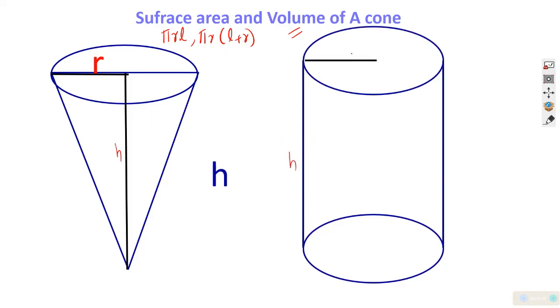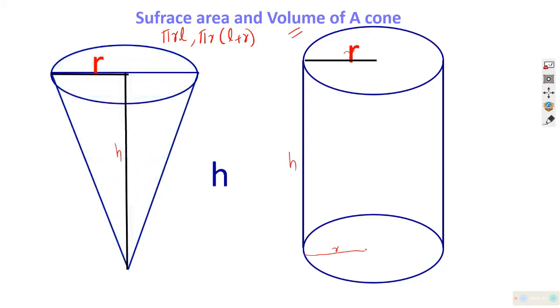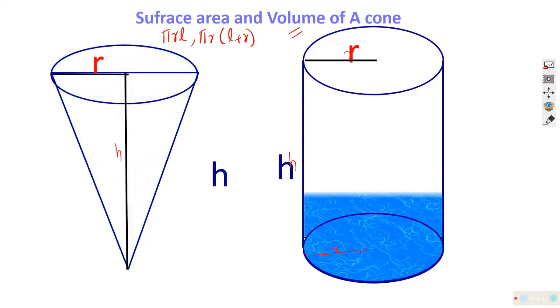What is the peculiarity? Both have the same radius and the same height. And you know that a cone has a tapering end. The cylinder does not have it. The cylinder has two circular ends, top and bottom. Now what we are going to do is fill up this cone, having the same height and same radius, with water. And we'll pour that water into this cylinder.